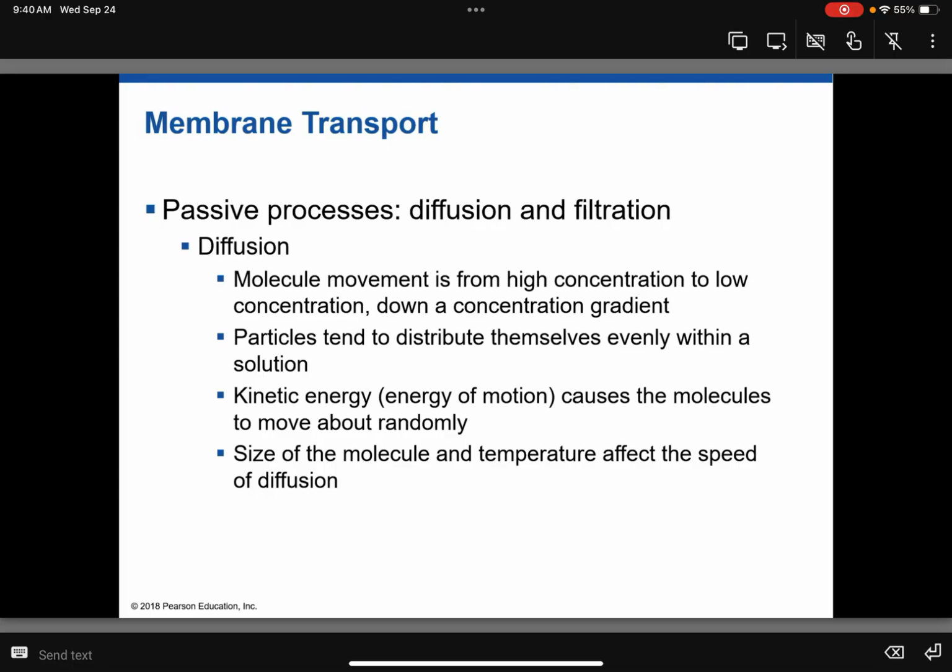Also, particles that are larger in size are going to have a harder time moving around, so it takes a little bit longer if they are larger molecules in order to disperse evenly.